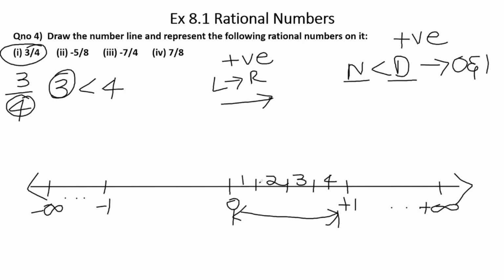This is the first part, this is the second part, and this is the third part. This is the ending of the third part, right? So here we have to represent 3 divided by 4 on this number line.